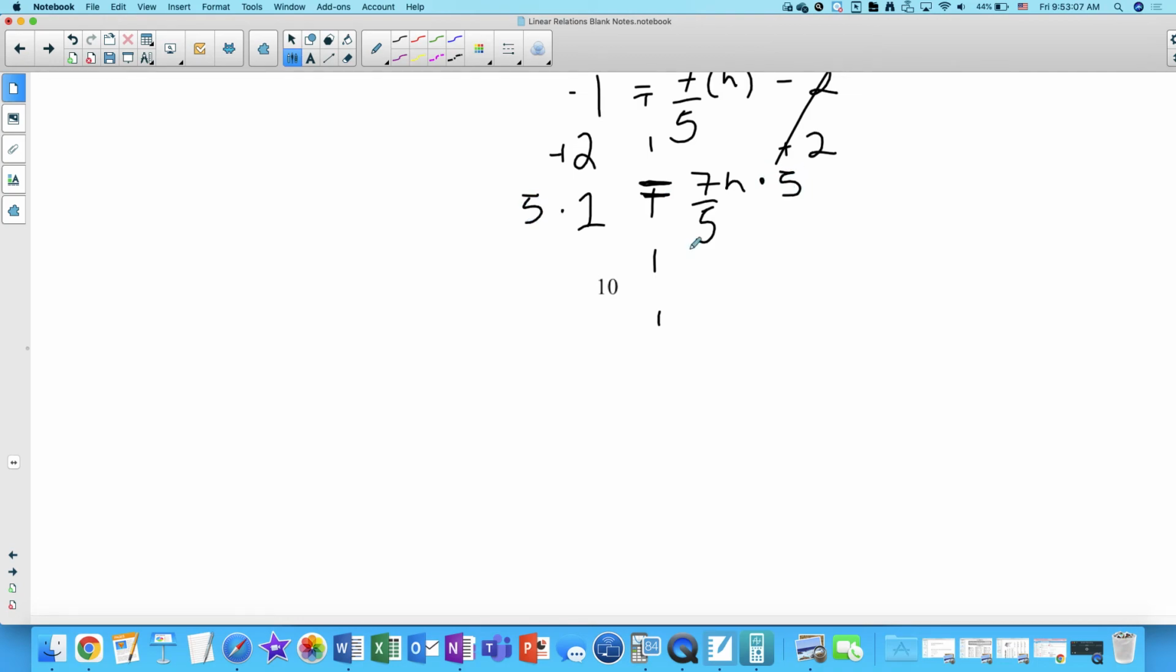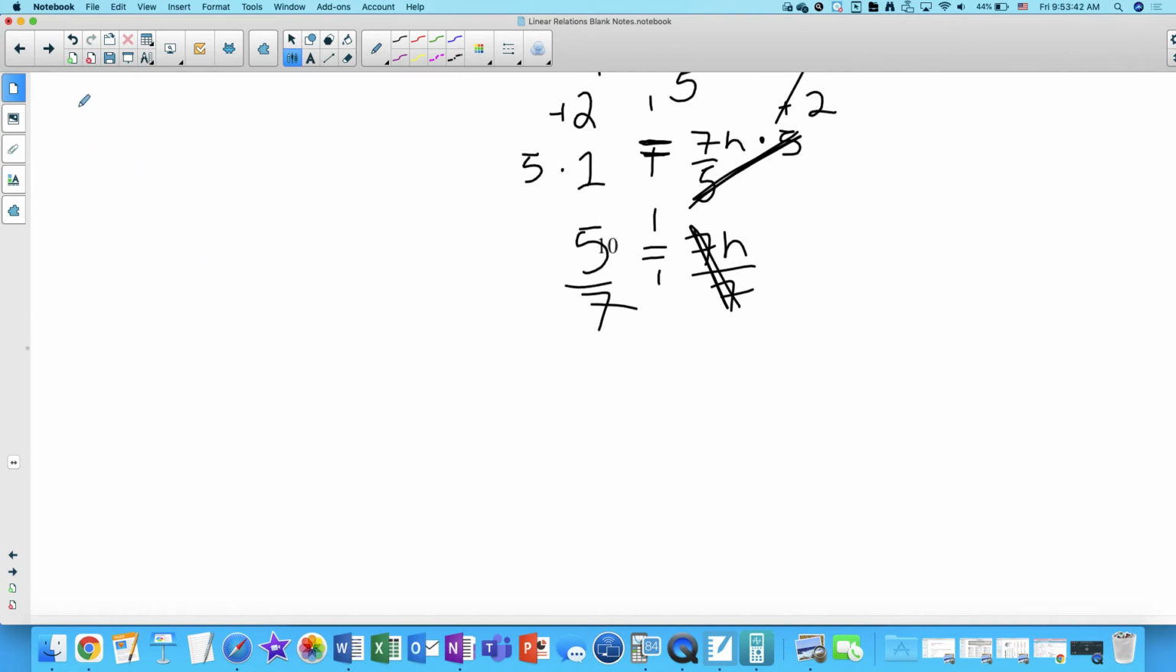And then I can divide both sides by 7, and I get that h equals 5 over 7. Okay? If you wanted to do it in one step, you would just multiply both sides by 5 over 7, because 7 over 5 times 5 over 7 is 1. All right. And finally, any questions there? No? Okay.